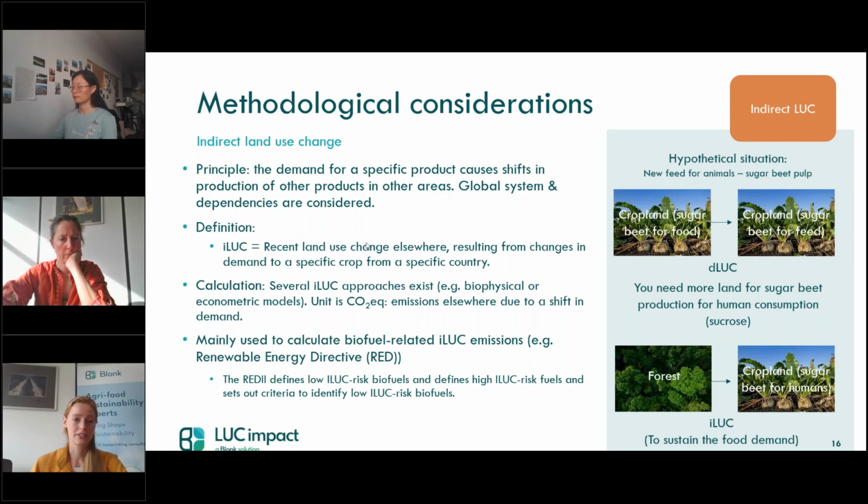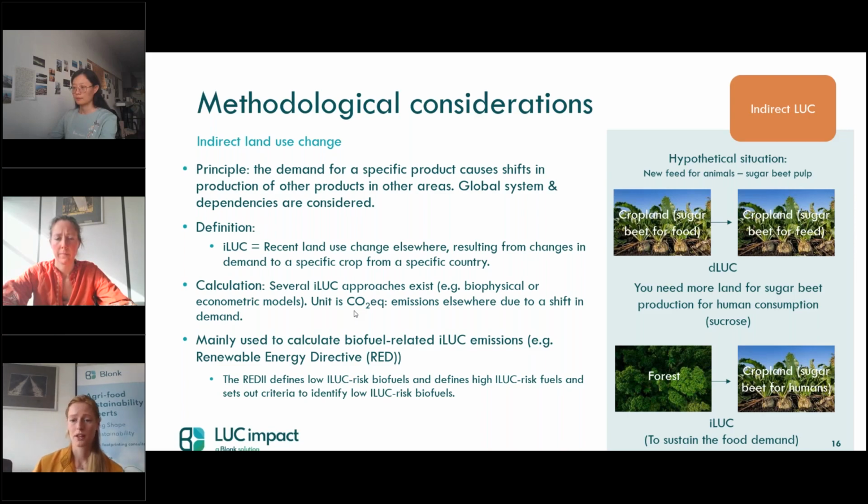So it's defined as recent land use change elsewhere resulting from changes in demand to a specific crop from a specific country. And again, this can be on a different spatial level as well. So models which are used are, for example, biophysical models or econometric models, and eventually it's also expressed in CO2 equivalent. And in the type of life cycle assessment work that we do in the food and agricultural sector, it's not that common to use indirect land use change, but especially in the discussions around biofuel, this metric is used more.